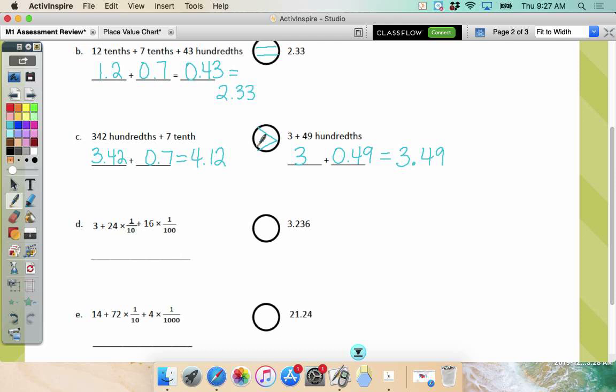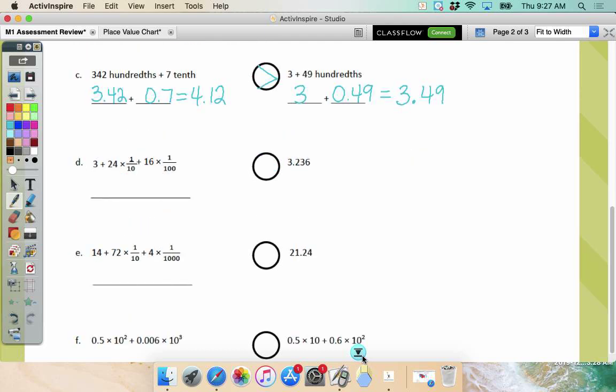Now down here, I have no idea what I was thinking when I wrote these, okay? Because we've never seen anything like this, but we can still do it. So put your parentheses on there first of all. This is expanded form. Okay, so 3 plus, how do I write 24 tenths? 24 times 1 tenth. 2.4. 2.4 plus, how do I write 16 hundredths? Okay, that's a little bit confusing. I'm going to put it on the place value chart.